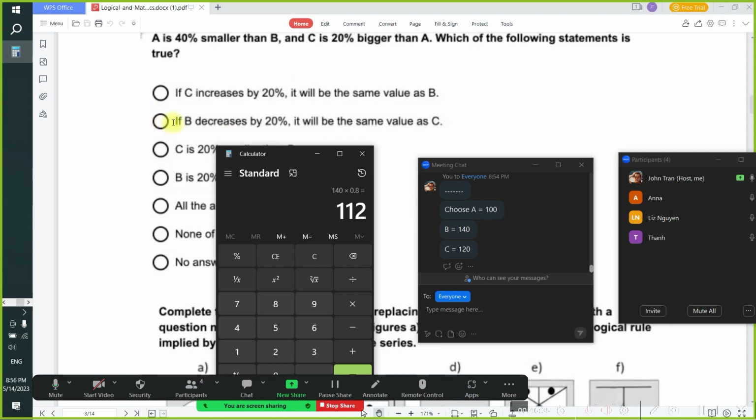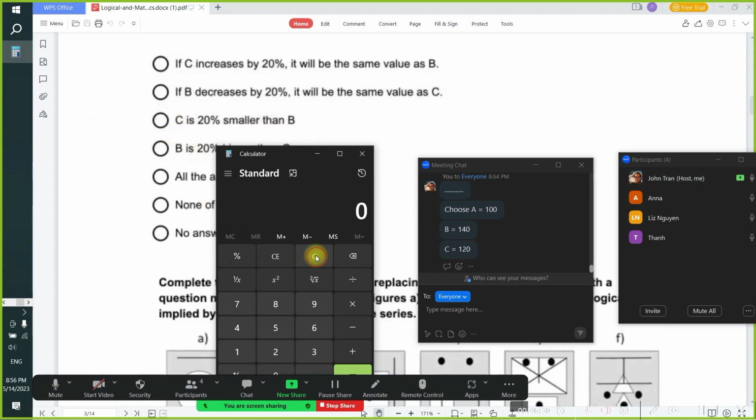So B is wrong. C is 20% smaller than B. So you can say that B is 140 divided by C is 120. So this gives you the differences. It's only like 16.6% smaller, isn't it? So not 20.